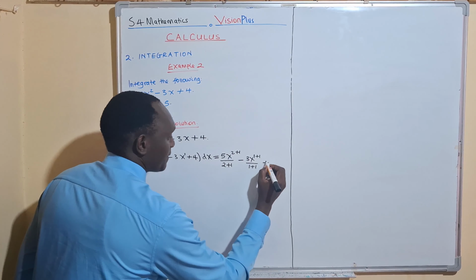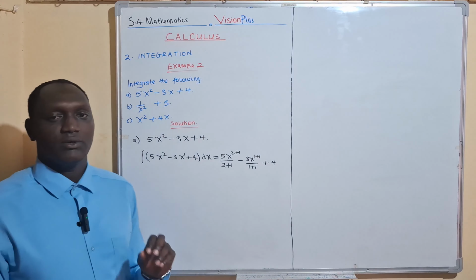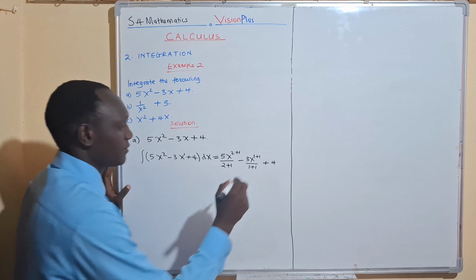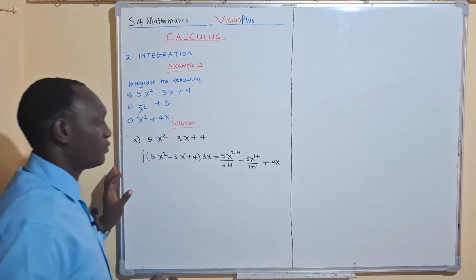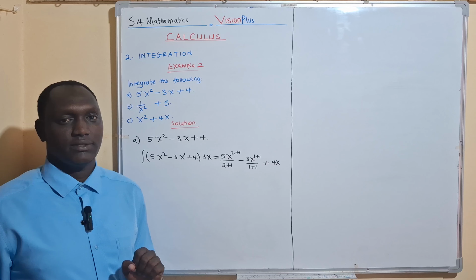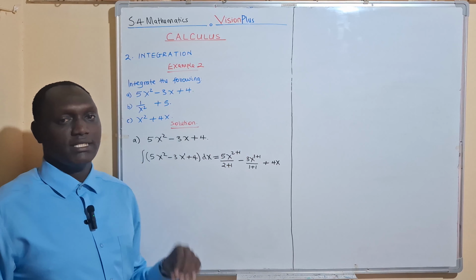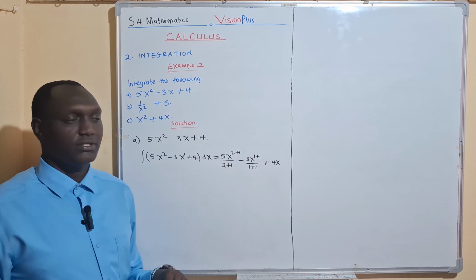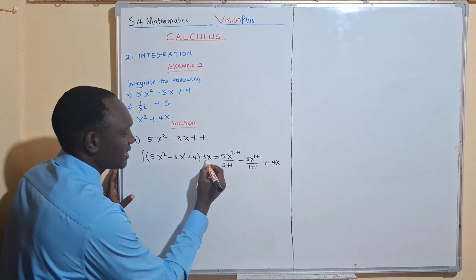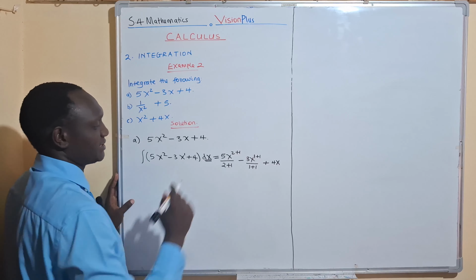Plus our third term is 4. Remember, 4 is a constant. When you're integrating a constant, you simply attach x to it. But if we are differentiating a constant, that is when we get 0. But if we are integrating a constant, we simply add x, or this term here with respect to the variable. If it is x, like in this case, we attach x.